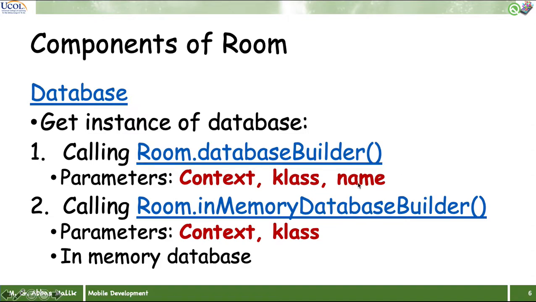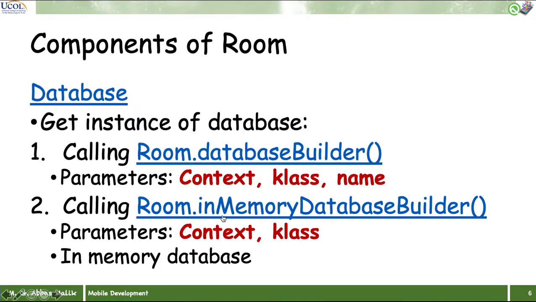And the last parameter of Room.databaseBuilder is the name. It means the name of the database that you want to create. So this is the one way. It will create a database within your mobile application inside the SQLite database engine, using this context, that database class definition and the name that you have provided.